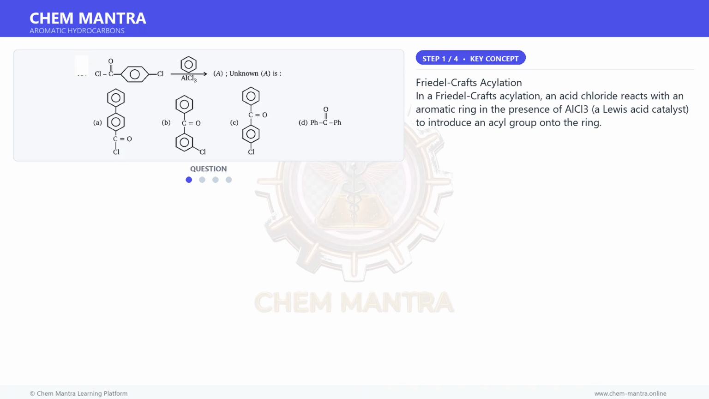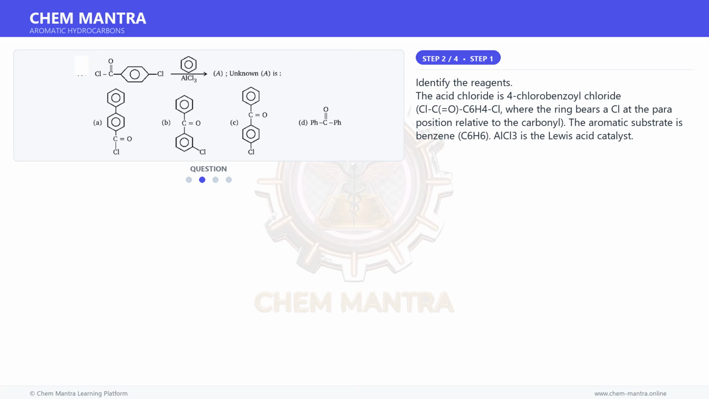Friedel-Crafts acylation. In a Friedel-Crafts acylation, an acid chloride reacts with an aromatic ring in the presence of AlCl3, a Lewis acid catalyst, to introduce an acyl group onto the ring. Moving on to the next step.